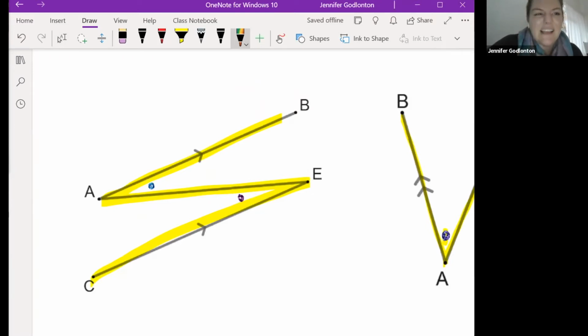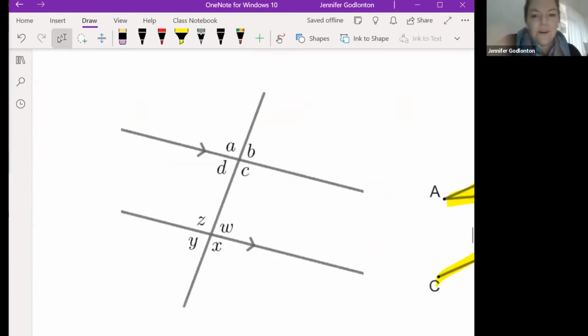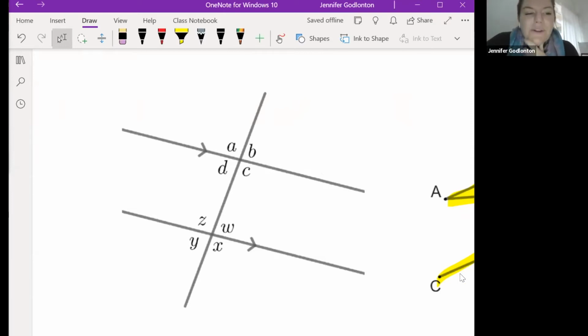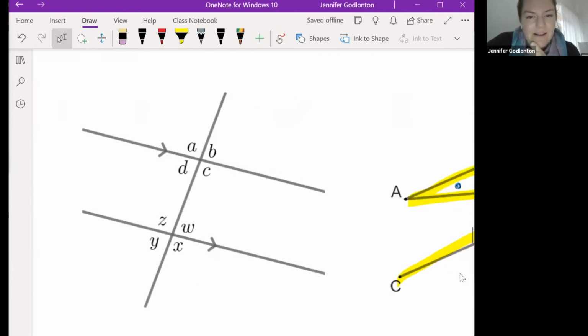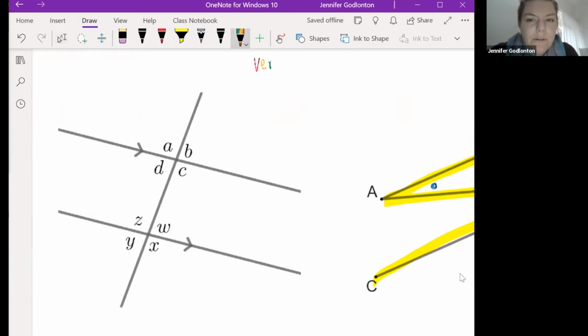I'm going to try and test you with something now. You need to listen very carefully to my instructions. Got a picture over here. I want to know which angles are equal to each other if the reason is vertically opposite angles are equal. Which angles are equal to each other if the reason is vertically opposite angles are equal?